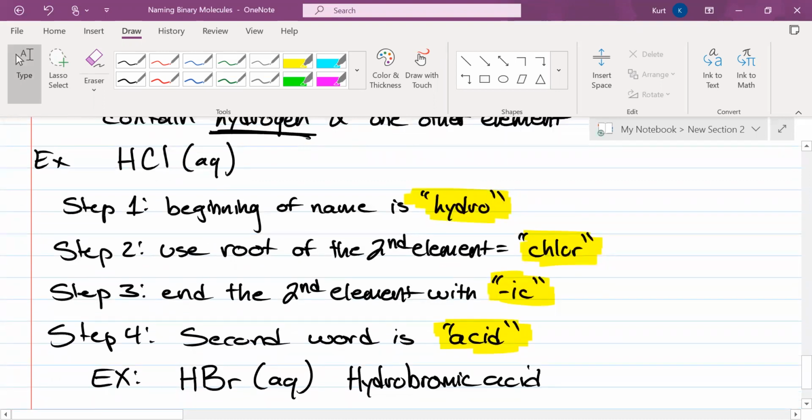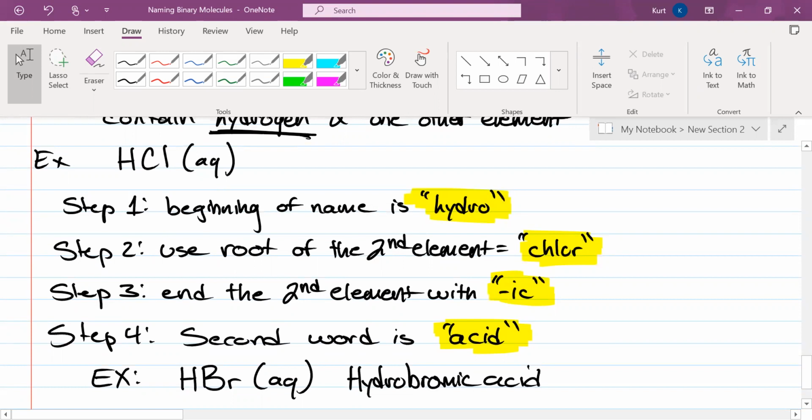So what if I gave you HCl and it was in an aqueous solution? There's a 4-step process here. The first one: if it is a binary acid, it always begins with the prefix hydro, always. The next step is you use the root of the second element. So we're using chlorine here. The root of that is chlor.